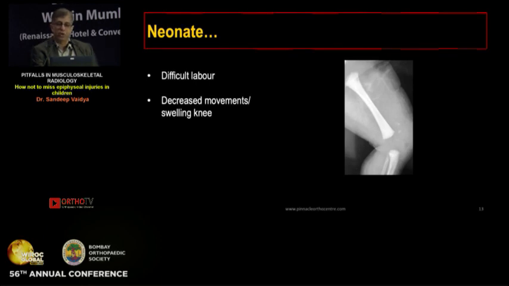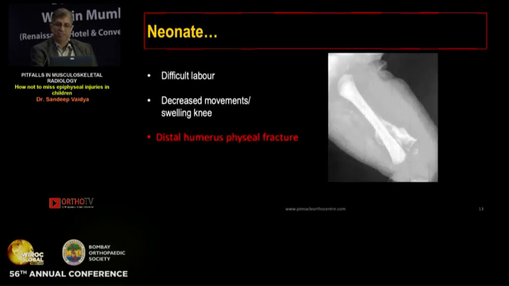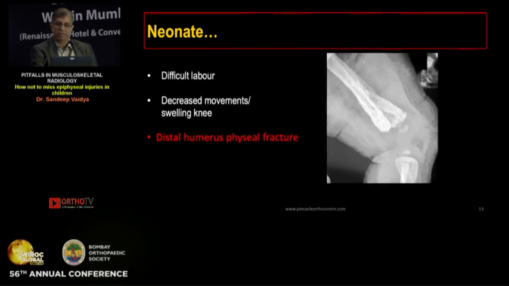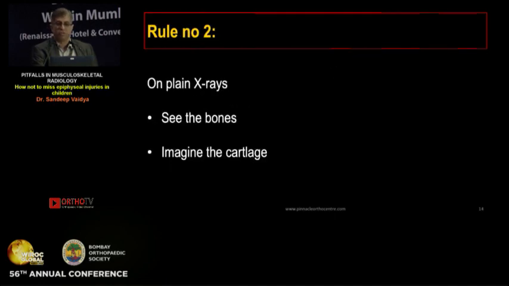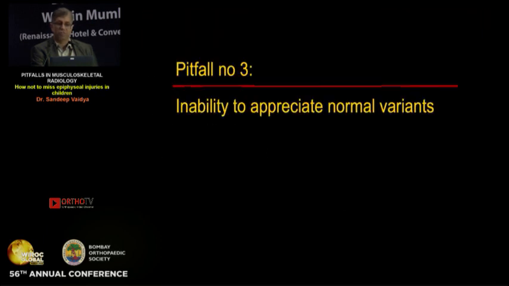Another similar case, this time the knee joint: there is knee swelling and a restriction of movements of the knee in a neonate, but the X-ray looks okay. But if you look carefully, there is a bony flake anteriorly, and this actually is the entire distal femoral epiphysis. So this is a distal femoral physeal fracture. And as seen on subsequent X-rays, this heals, consolidates, and finally remodels. So this brings us to rule number 2, that is, when you are assessing plain X-rays in a child, see the bones which are obviously visible on the X-rays, but also imagine the cartilage which is not being seen.